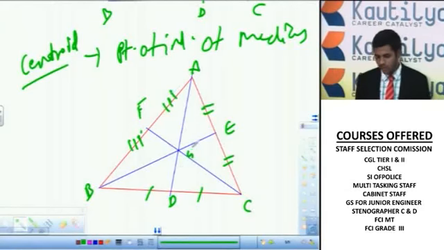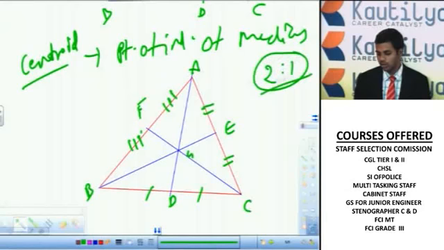And we have one more relation with respect to the centroid, that is, the centroid is denoted by the letter G, right? This centroid will divide the median in the ratio of 2:1, that is, two parts towards the vertex and one part towards the base.